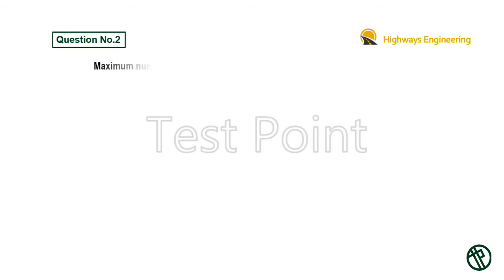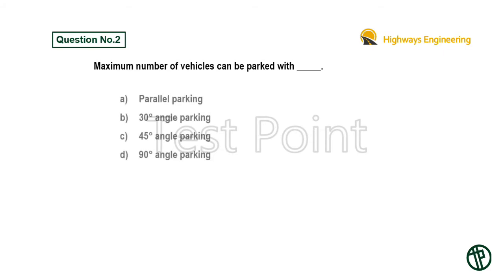Question number 2. Maximum number of vehicles can be parked with. Option A, parallel parking. Option B, 30-degree angle parking. Option C, 45-degree angle parking. Option D, 90-degree angle parking. Answer is option D, 90-degree angle parking.